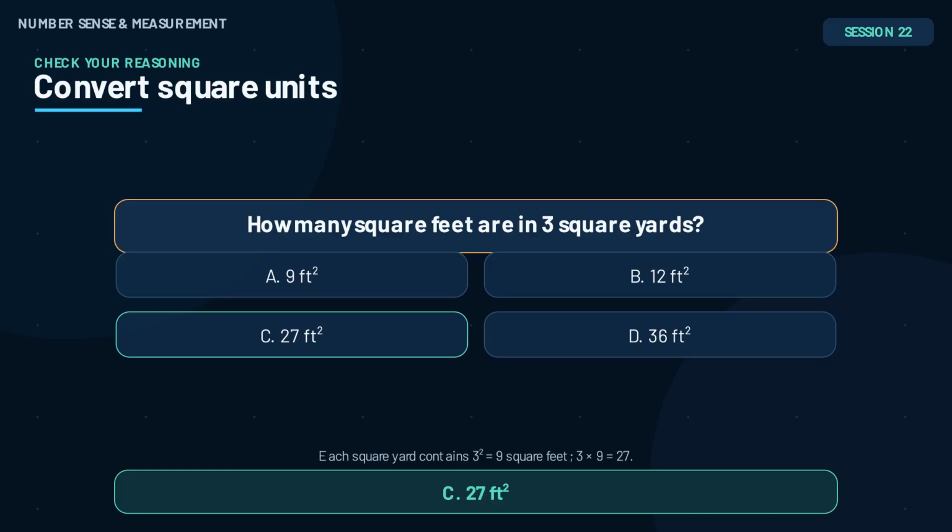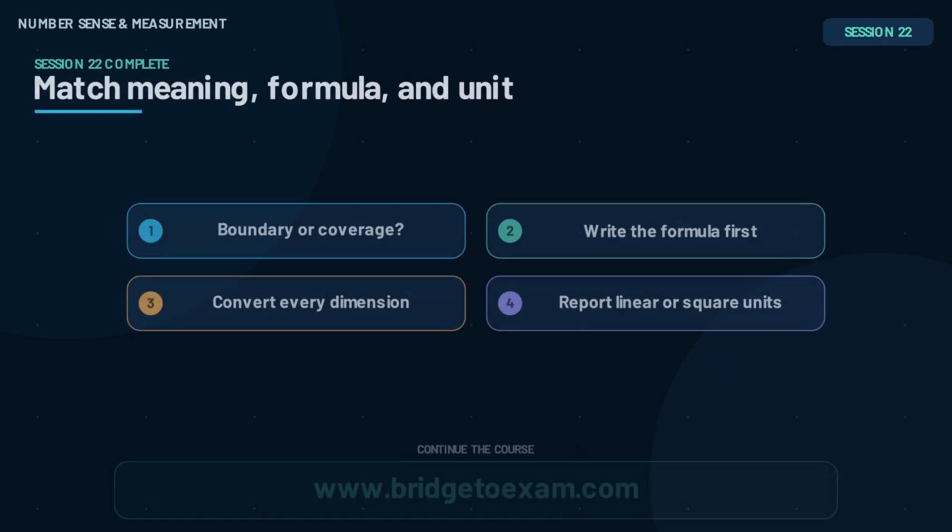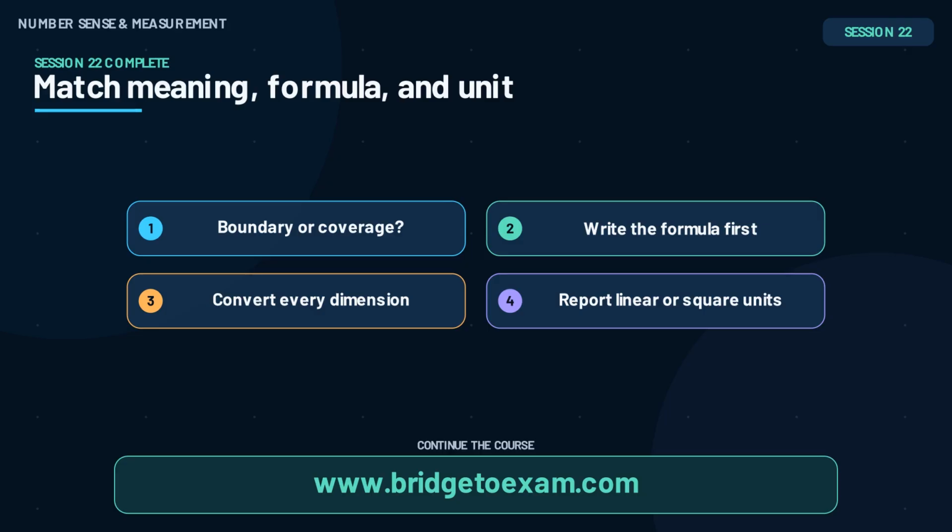Checkpoint. How many square feet are in 3 square yards? 1 square yard equals 9 square feet because the linear factor 3 is squared. 3 times 9 equals 27 square feet. Choice C is correct.